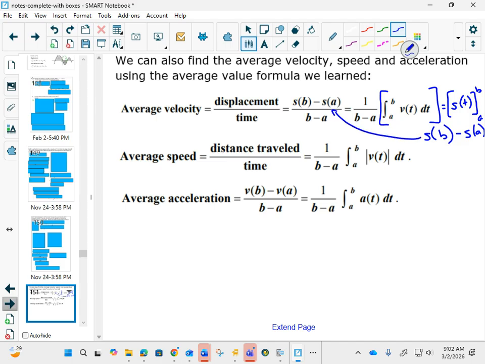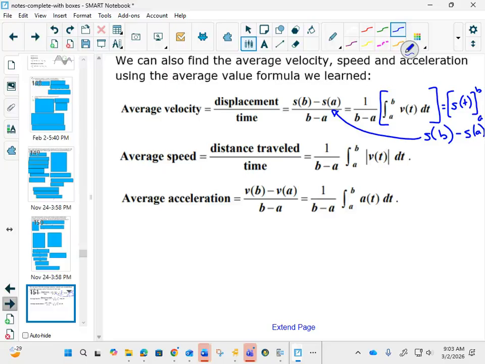Can you see that that's exactly the same as the original formula we always use for average velocity? Okay? So use the original formula whenever you can, because I hope it makes sense to you. How far did I go? How long did it take me? That's going to be my average velocity.